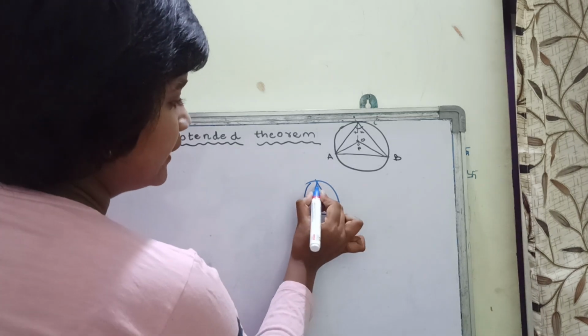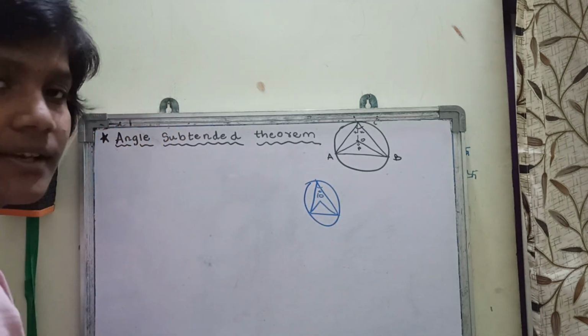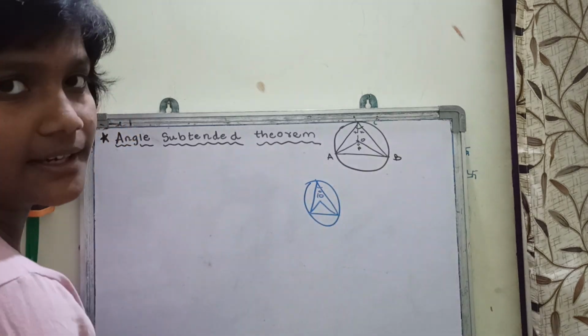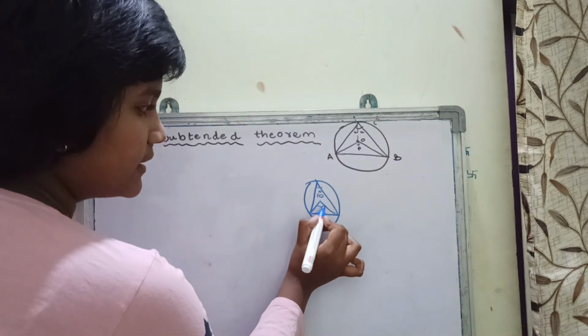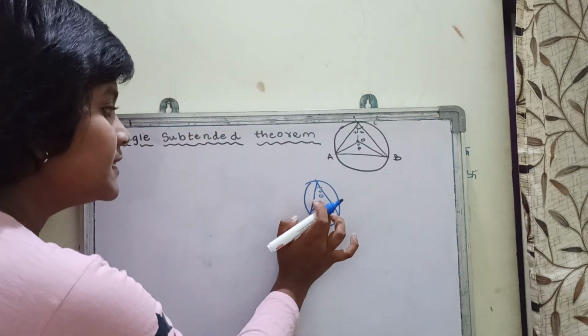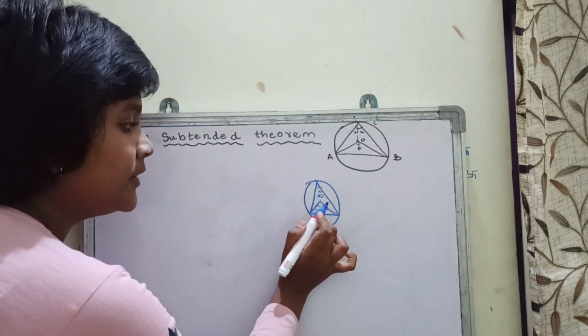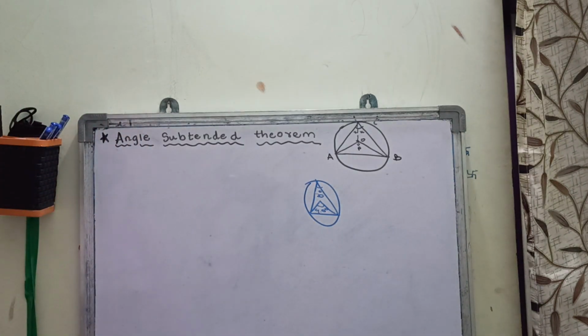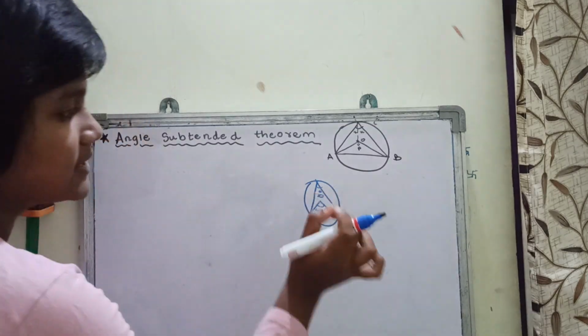So here, if it is 10 degrees, it will be double. Down this triangle is there, no? The angle will be 20 degrees. Suppose here it is 20 degrees, here it will be 40. What did you understand? That this is double than this.